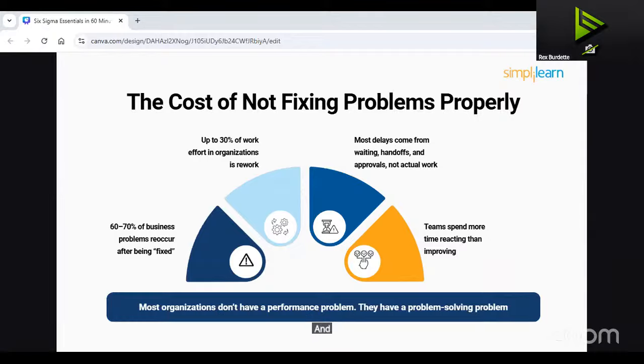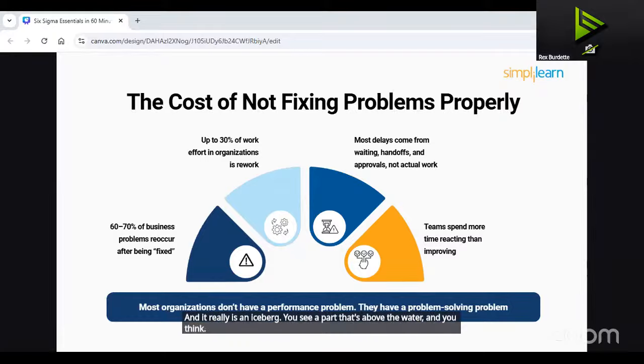And it really is an iceberg. You see a part that's above the water and you think, well, that's a cost. But when you get into it, it's huge. And so putting in ways of quantifying those costs and translating that cost to the management, the leadership that has the power and the authority to fix, is a huge aspect of putting together your Six Sigma projects with an impact.